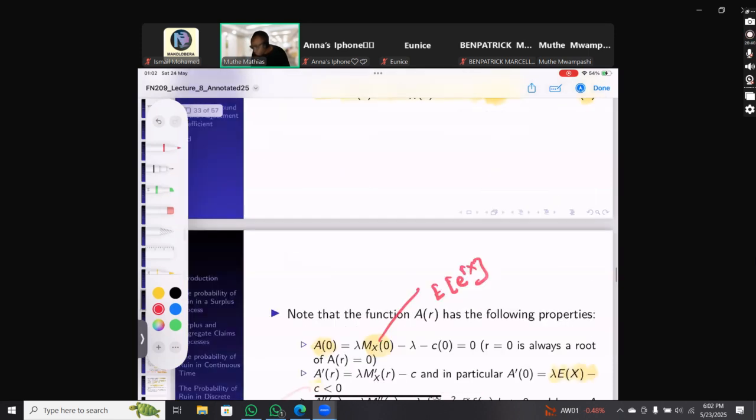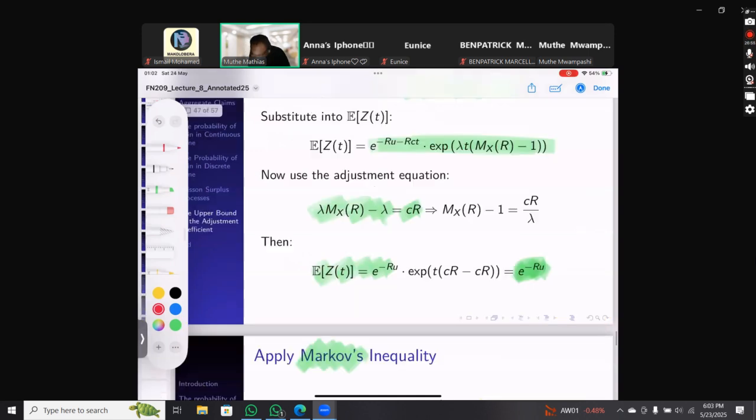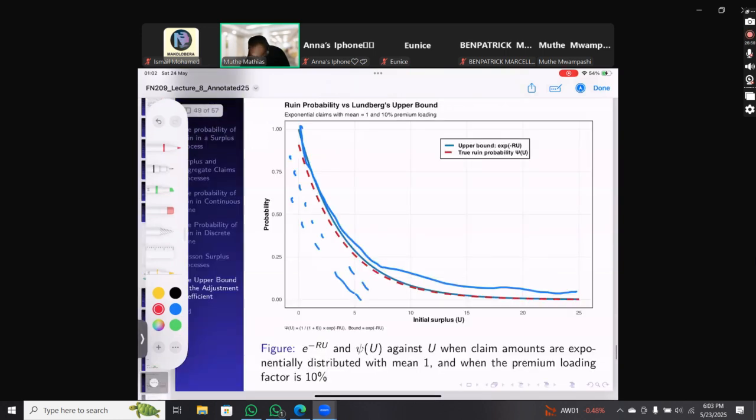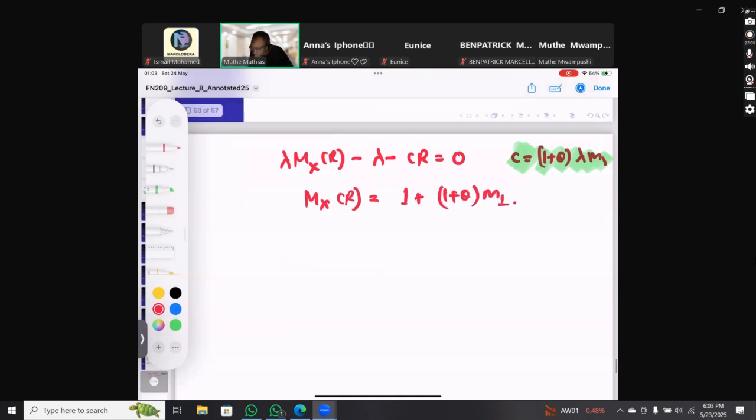So you can see that M_X(R) has got 1, and then plus this 1 plus theta, and then M1 R. So you will be able to see that I forgot a term here, sorry. So this one here is equal to 1 plus theta, and then of course we have M1, right? So this is what you are going to have.